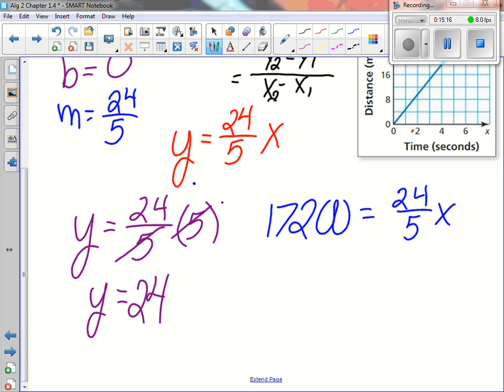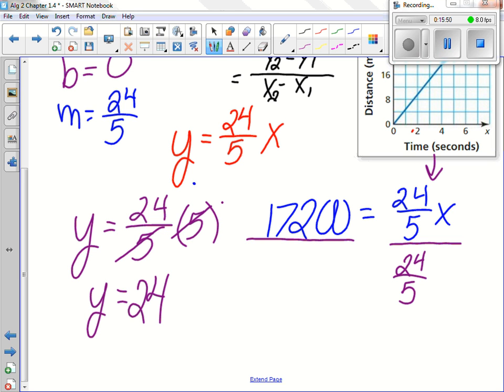What's the operation between 24 over 5 and x? I wouldn't divide by 17,200 because we're wanting to get x by itself. Well, what's it with x? 24 over 5, isn't it? Because are those two being multiplied together? Yeah, we can undo multiplication with division. I can divide it by 24 over 5 because anything divided by itself cancels out.